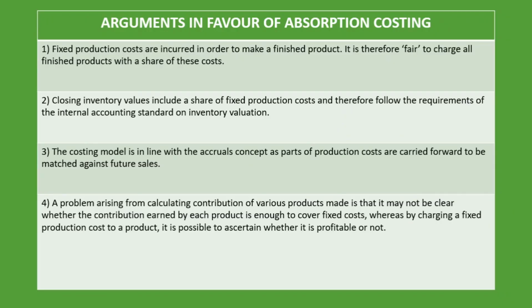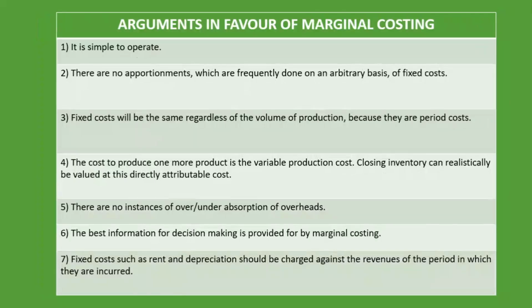Now let's look at some arguments which would be in favor of marginal costing. The first one is that it is simple to operate. As we've seen with our example, it's easier to calculate the net profit using marginal costing than it is with absorption costing. The second one is that there are no apportionments, which are frequently done on an arbitrary basis, of fixed costs. The third one is fixed costs will be the same regardless of the volume of production, because they are period costs. And we saw with our example, regardless of how much you produce, fixed costs will be the same because they will be expensed as period costs.